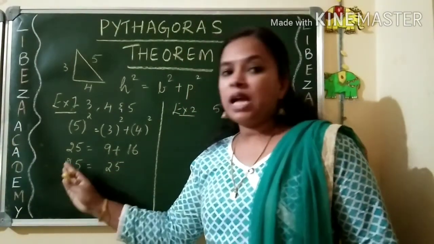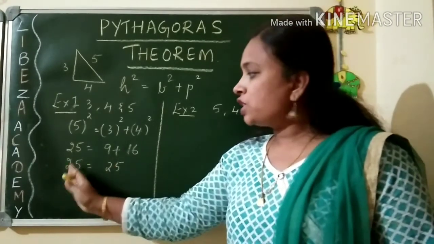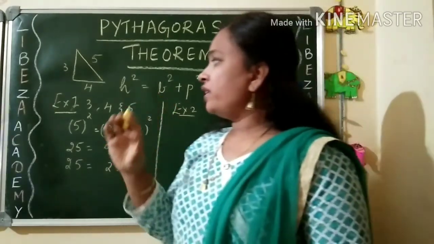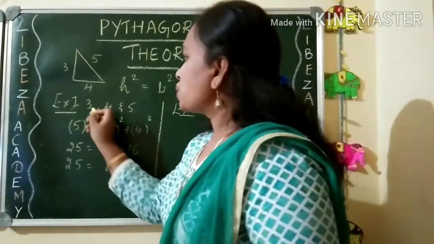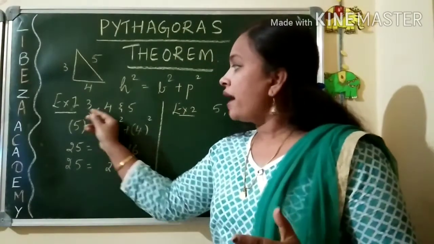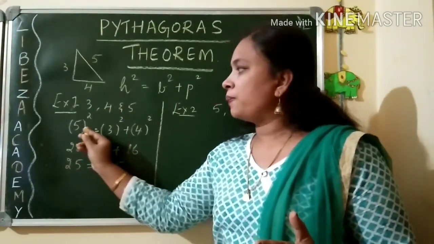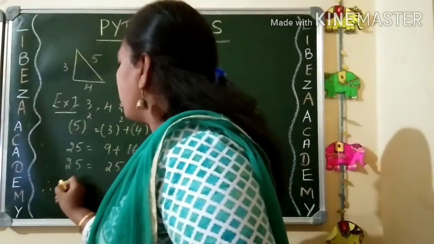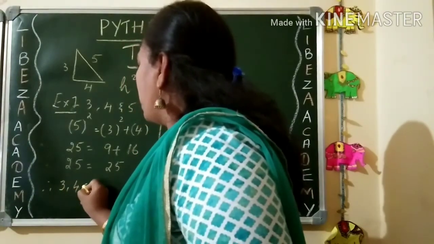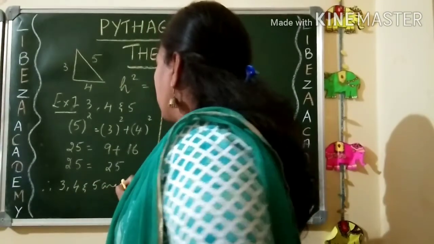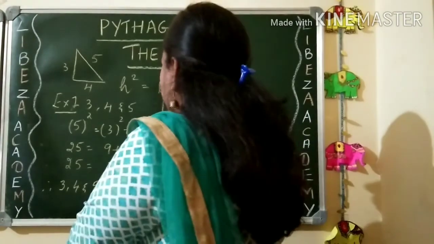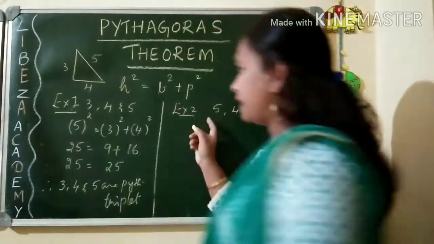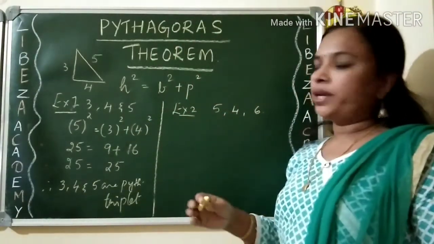Here you can see left hand side is equal to right hand side, which shows that this satisfies the Pythagorean triplet. Now you have a new name, which is called a triplet. You have 3 numbers, and when they satisfy the Pythagoras theorem, we call it a Pythagorean triplet. Therefore, you can write 3, 4 and 5 are Pythagorean triplets. Now let's see another example, whether it is a Pythagorean triplet or not.